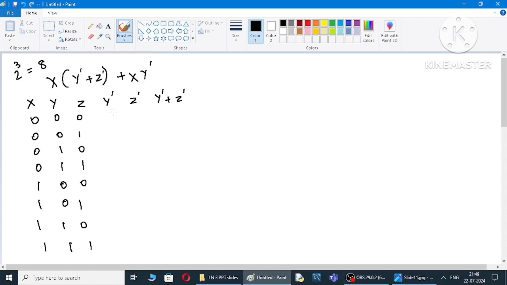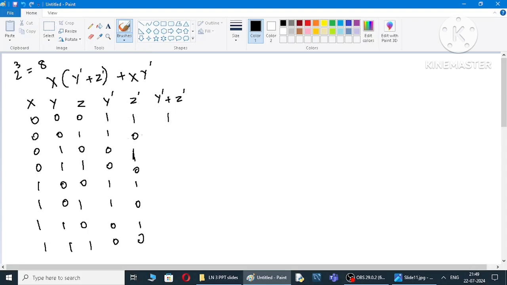0, 0, 1, 1, 0, 0, 1. What is the opposite? 1, 1, 0, 0, 1, 1, 0, 0. What is z complement? Opposite of z. So give the opposite of z, 1, 0. Right?